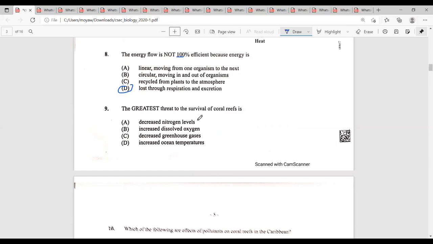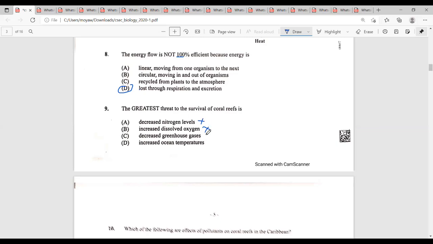So decreased nitrogen levels. If you decrease the nitrogen levels, that's a good thing. So that's out of it. B, increased dissolved oxygen. So if you increase the oxygen content in the ocean, in the coral reef area, then that's a good thing. So that's out of it. Remember, we have animals that respire, that need oxygen to respire. So that's a good thing.